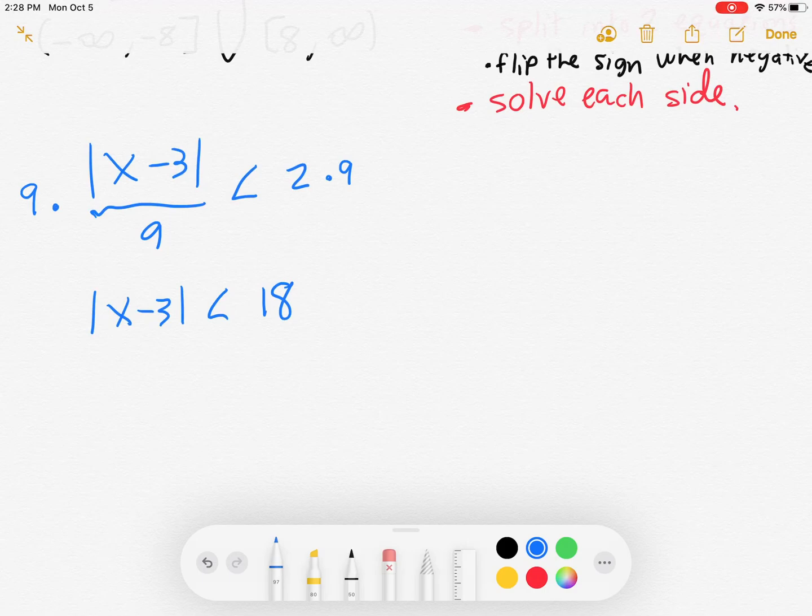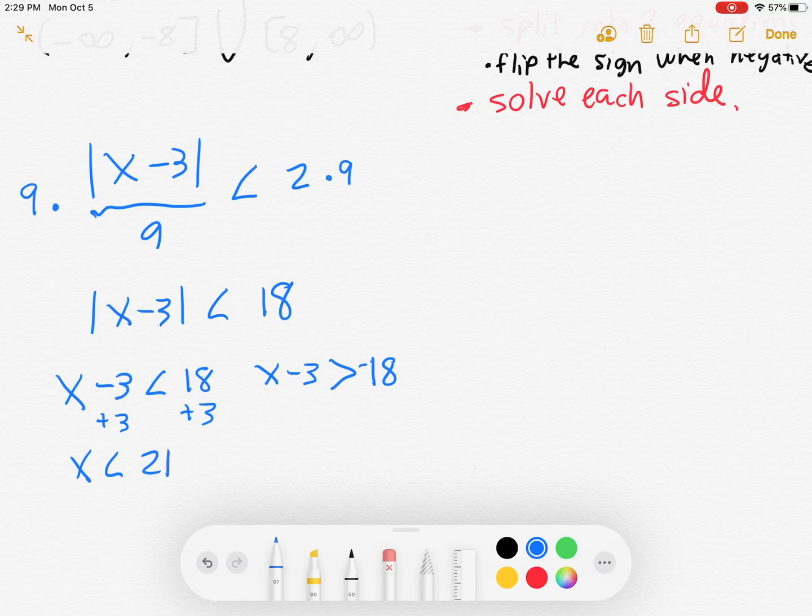Now we can go ahead and split into two different equations. x minus 3 is less than 18, and x minus 3 is bigger than negative 18. Notice I flipped the sign because I made that 18 negative. Well, let's go ahead and solve each side. We add 3, which gives us x is less than 21, and we can do the same thing over here. We add 3, which gives us x is bigger than negative 15.